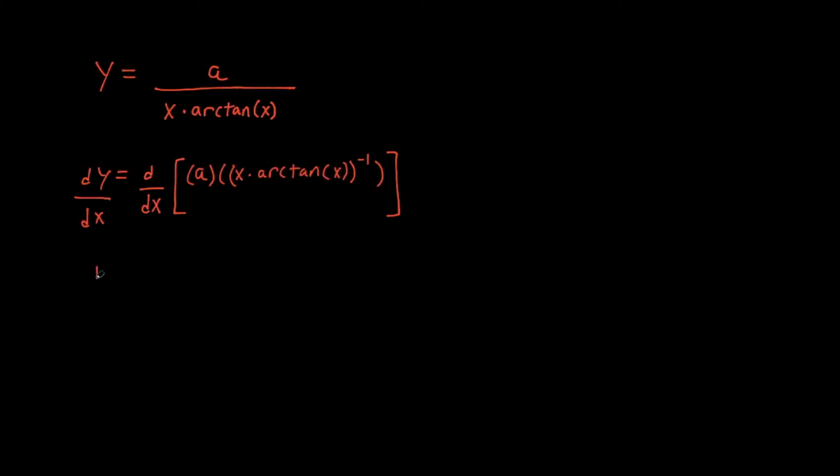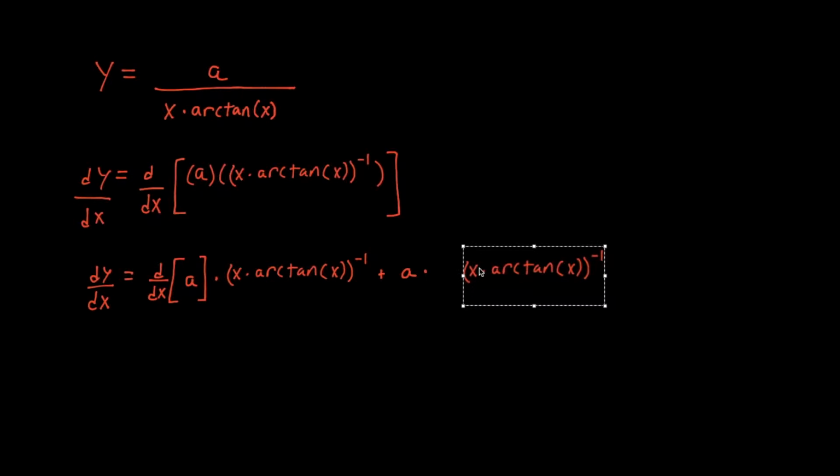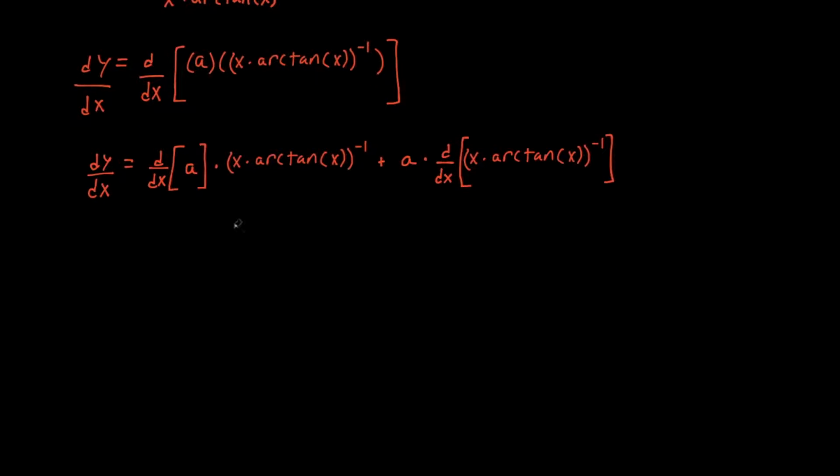So we'll rewrite that as dy dx equals the derivative of a times this, plus a times, and we'll paste that again, and we're taking the derivative of this, so times the derivative of this. Now we can go out and start taking some of these derivatives.